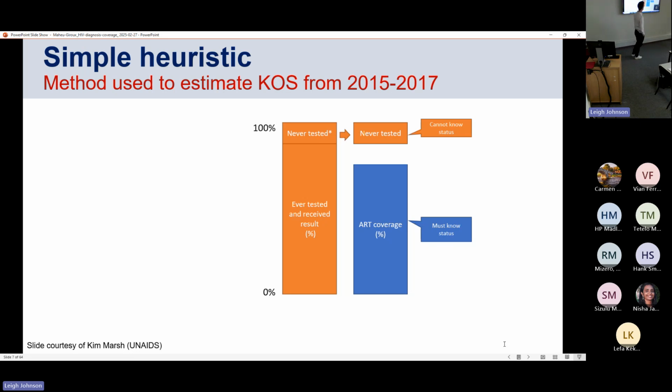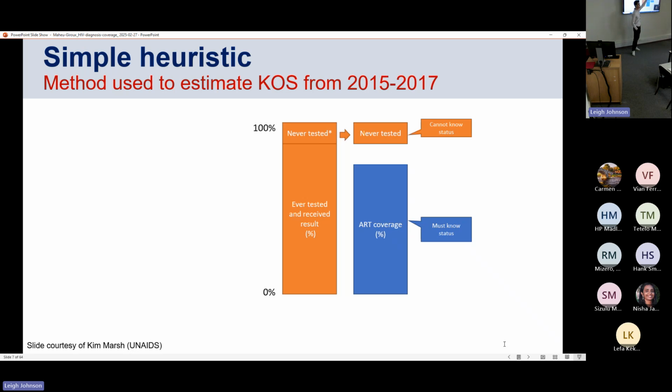So the approach that they were previously using was that you can have an estimate, let's say from a survey, of the proportion of people living with HIV in your country. And often these surveys are accompanied by a question on, have you ever been tested for HIV? So if I'm living with HIV and I've never been tested, of course, I cannot know my HIV status. Similarly, we have a lower bound for the first 95, which is ART coverage, because if I'm on treatment, I'm diagnosed, of course, I will know my status.